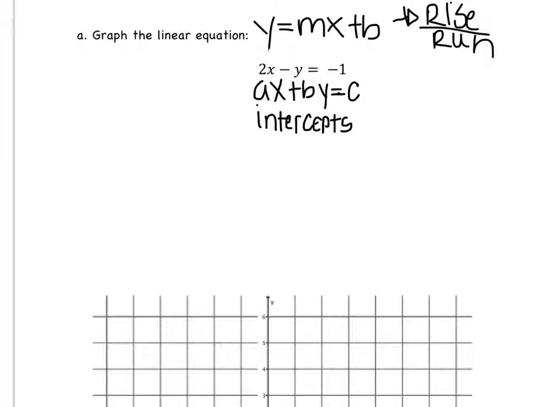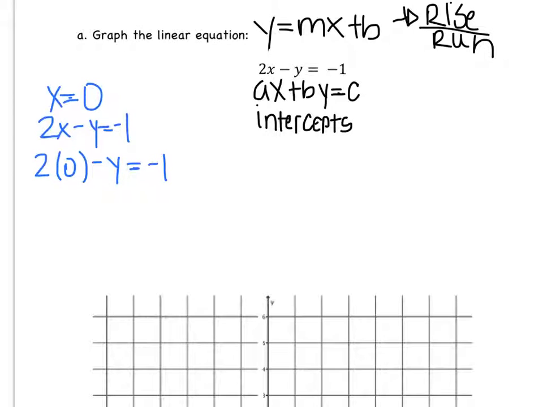The first thing I'm going to do is I'm going to set my x equal to 0. So I'm going to rewrite my equation. And now instead of writing x, I'm going to plug 0 in its place. So I have 2 times x, which is 0, minus y equals -1. Notice how today when I showed multiplication, I put that 0 in parentheses. And remember, parentheses also means multiplication. So now I'm going to multiply 2 times 0, which is 0. I'm going to bring down minus y equals -1.